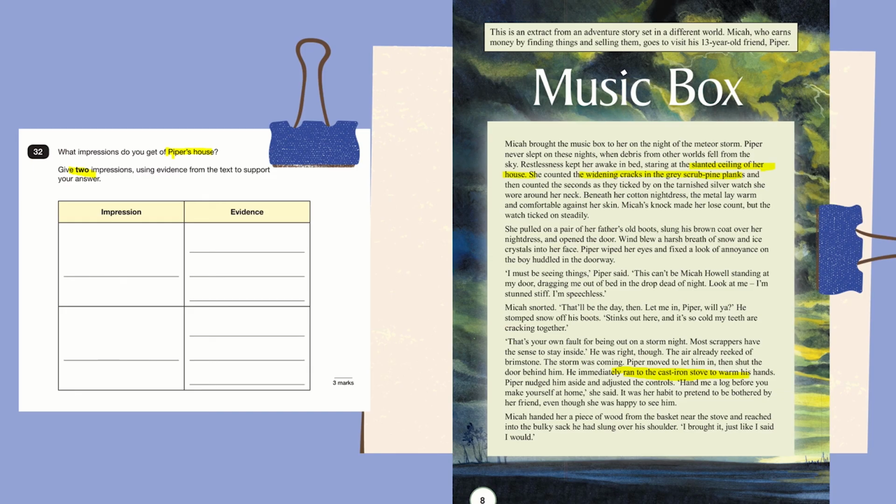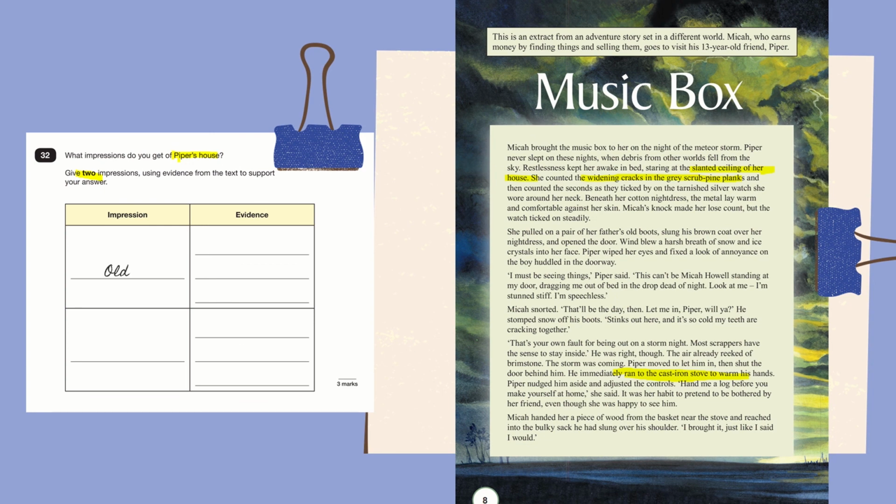So the first thing I'm going to do is put in my first impression. I think the house might be quite old. And then I also think it might be quite cosy because of the fire. And those are my bits of evidence. So my evidence for it being old are the widening cracks. And my evidence for it being cosy is how quickly Micah rushes in to warm his hands at the stove. And that's how I answer that question.